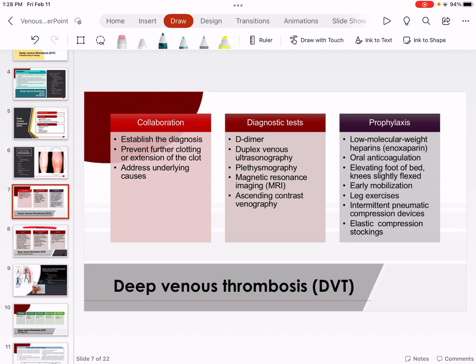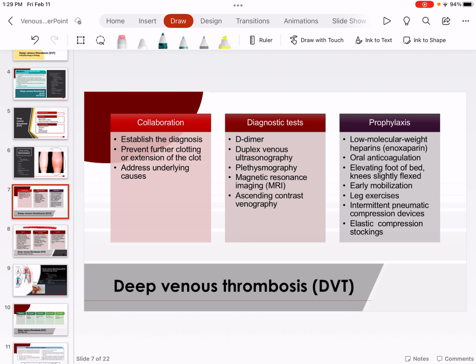And then elevate the foot of the bed. Keeping knees slightly flexed will help. Early mobilization: we don't want our patients just sitting in bed. We want them up and walking, doing leg exercises, range of motion exercises, using the intermittent pneumatic compression devices, or SCDs, and then the elastic compression stockings like the TED hose. Those are all preventative measures for a DVT.